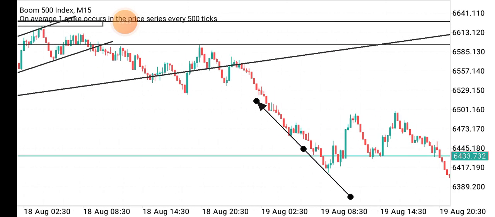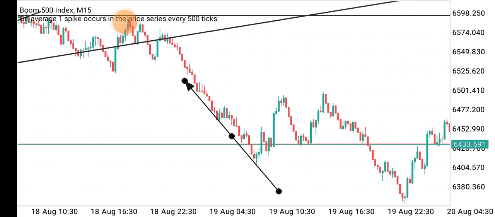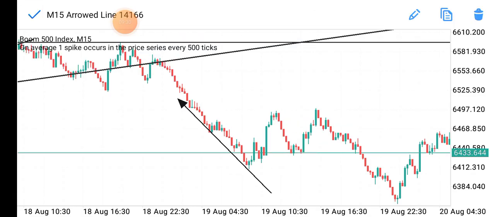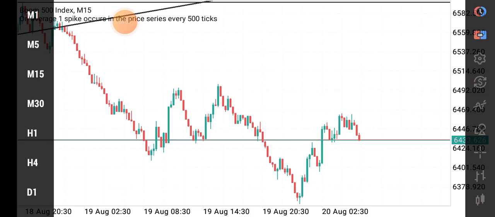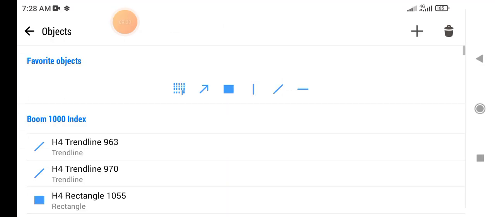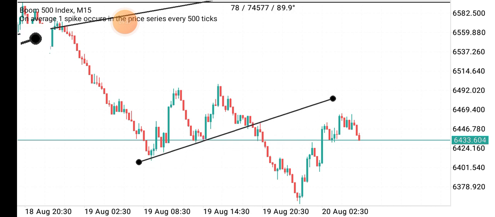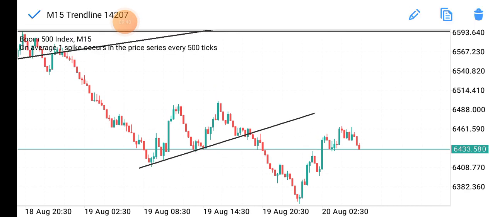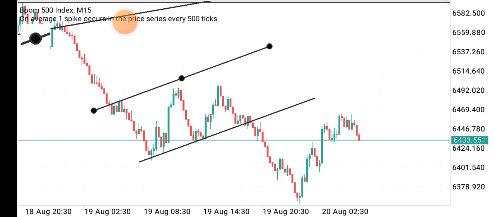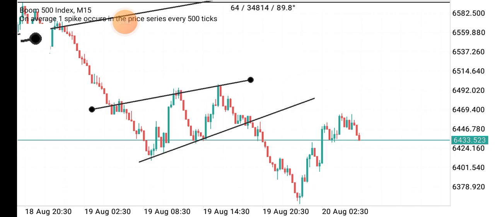The opportunities are always available with this strategy. Then there was another setup somewhere here. Right here, there was another setup, guys. You can see there was another setup right here.